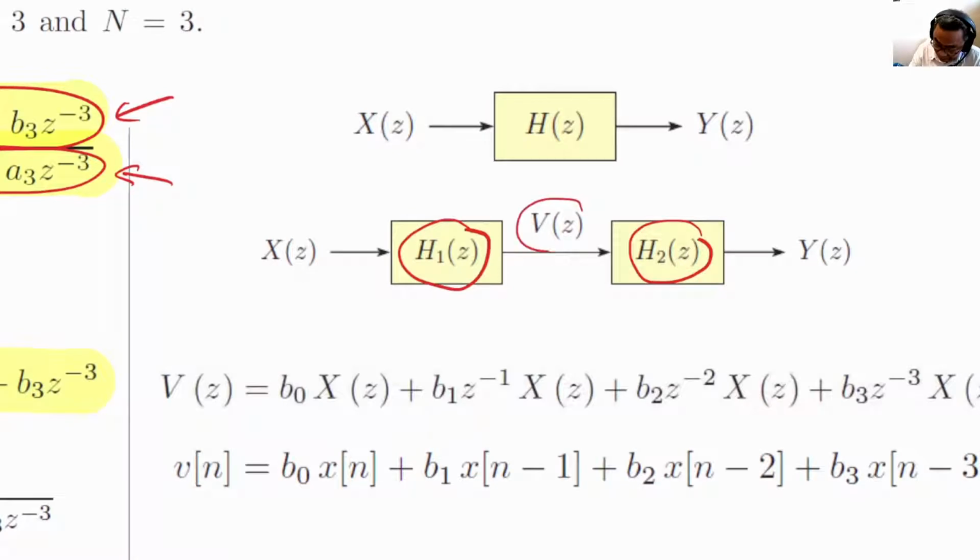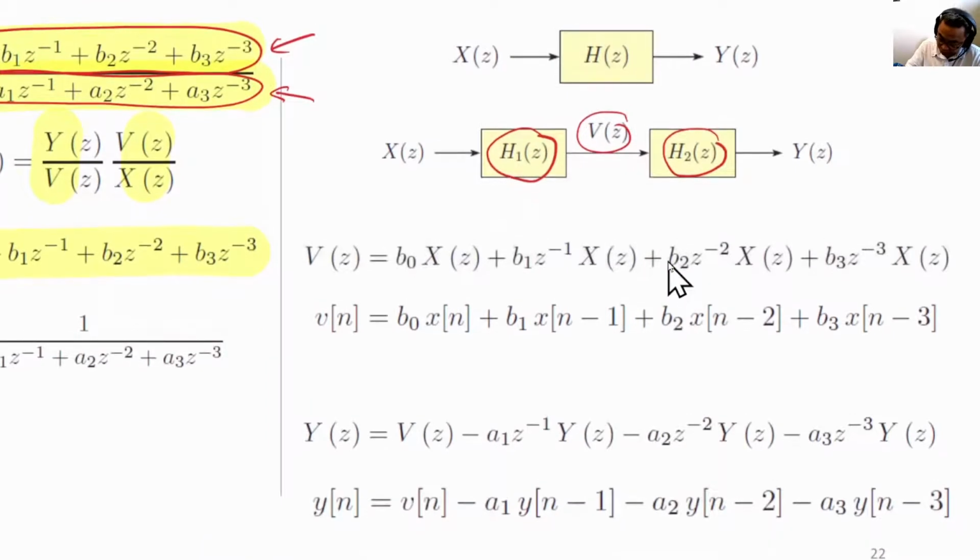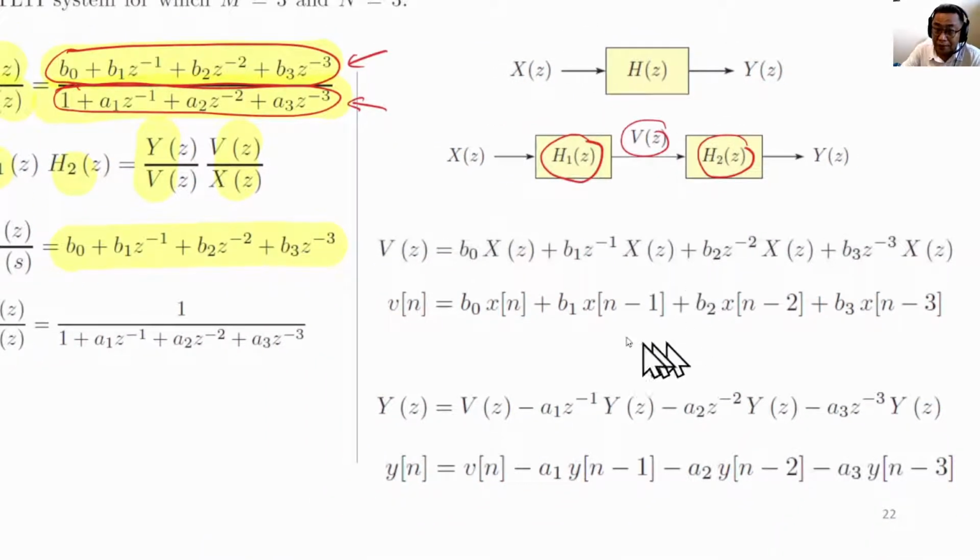Now we of course can find what V of z is, which is simply X of z passing through H1 of z. So V of z is X of z times H1 of z. Y of z is V of z times H2 of z. So we are actually manipulating the various transfer functions to represent Y of z with respect to V of z in this case.